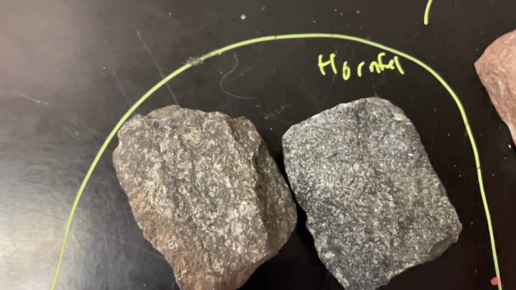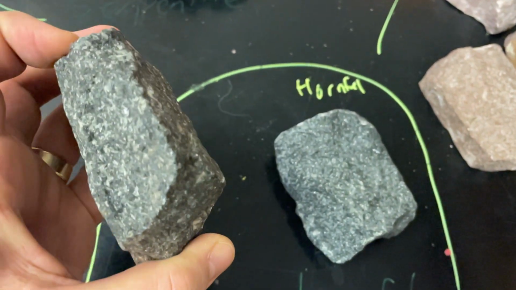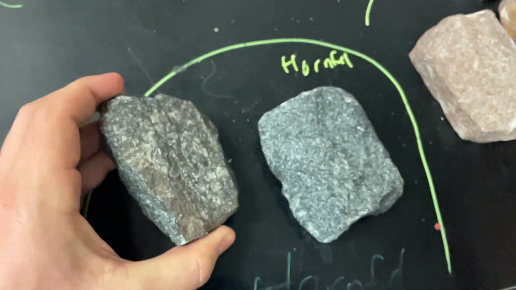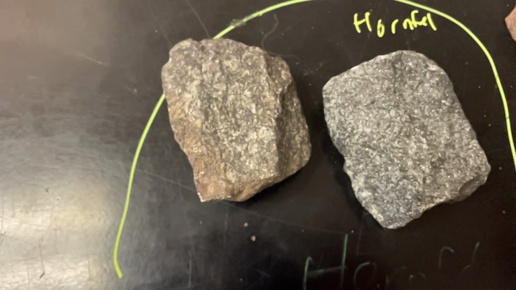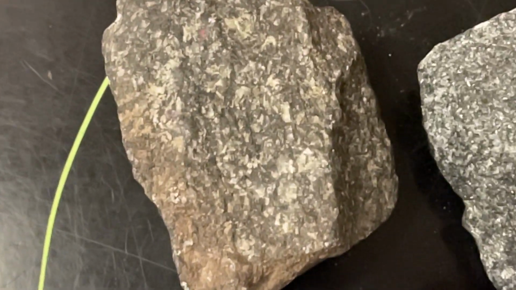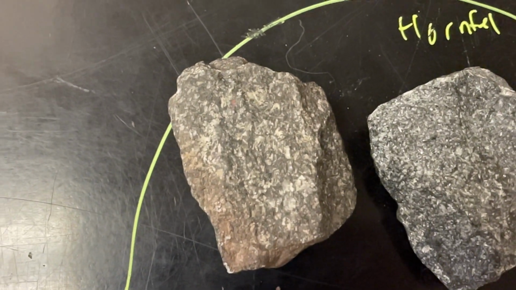We move into hornfels. Let's see, do we see layers? No, we do not. Non-foliated. And this one's pretty close to in between, but I think we have to call this coarse grain. I can see some black minerals, some white minerals there.